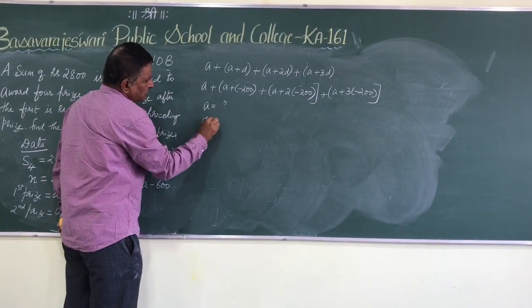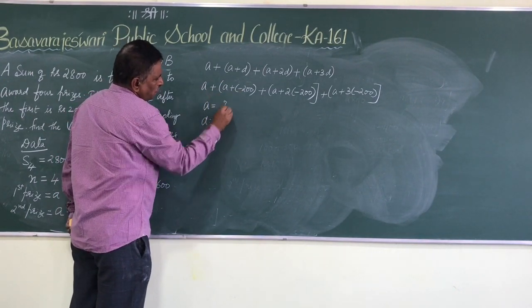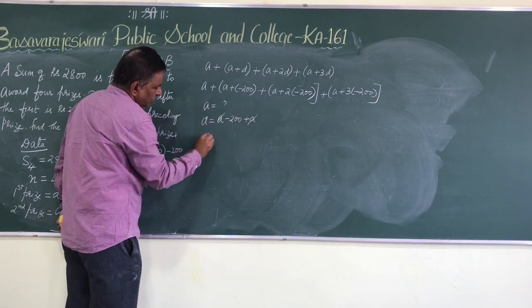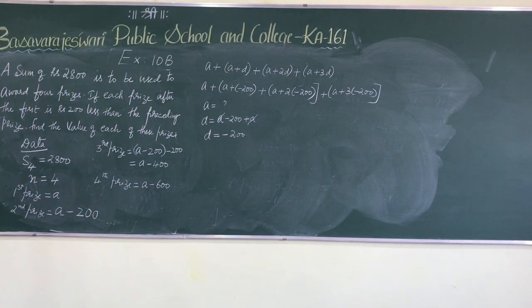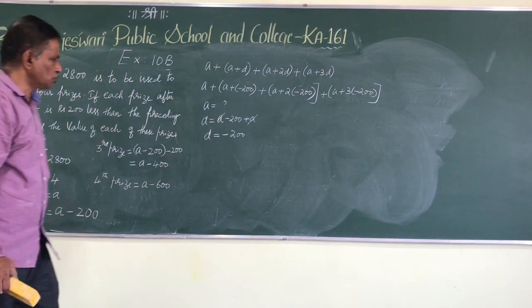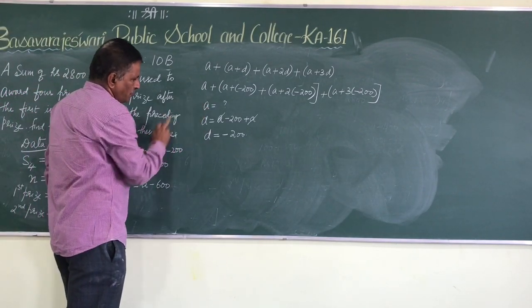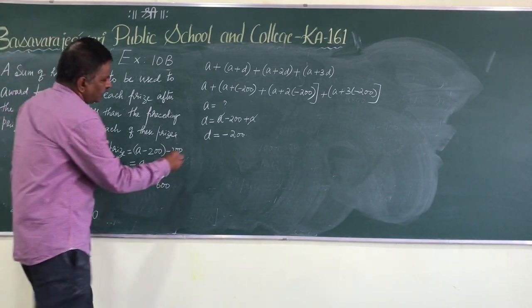So common difference is equal to what? Any term minus preceding term. A plus minus 200 minus A. So the common difference D will be what? Minus 200. Or very clearly as given here, if each price after the first price is rupees 200 less, so less refers to negative, so common difference will become minus 200. Either way you can find. So A we don't know, common difference is minus 200, then N is equal to what?